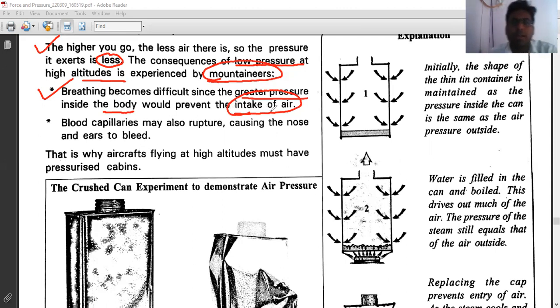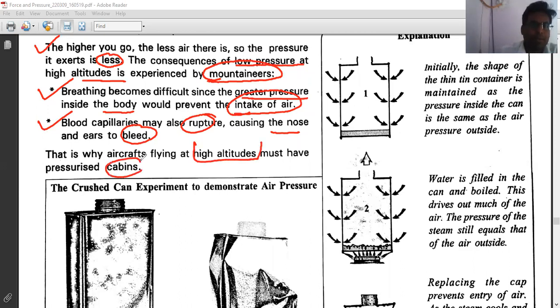So we feel difficulty taking the air inside. Our next point is that blood capillaries may also rupture, causing the nose and ears to bleed. That's why we bleed when pressure is less. That is why aircraft flying at high altitude must have a pressure cabin, right?